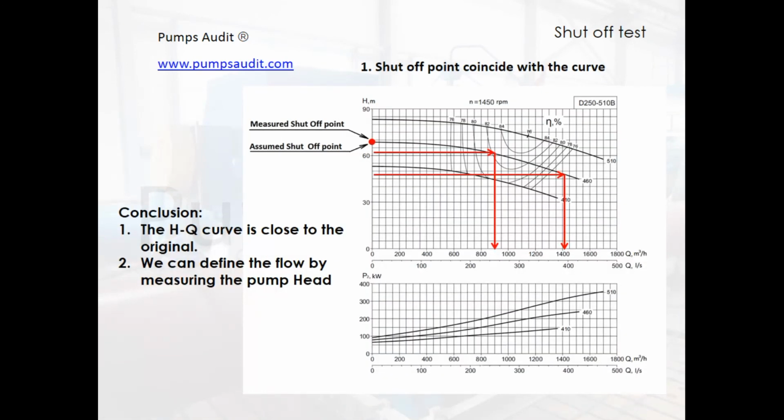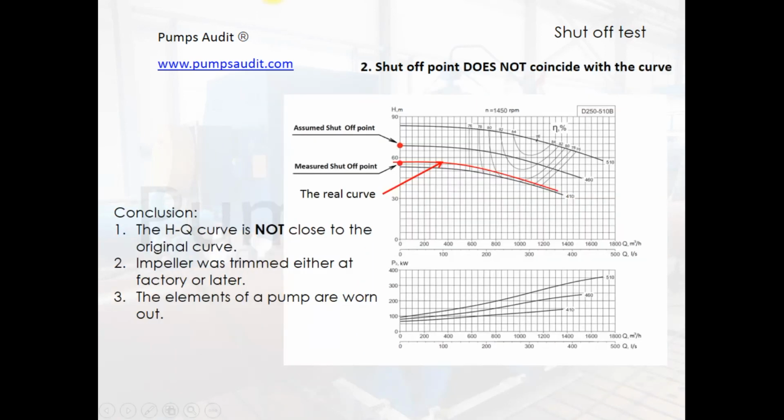If the shut-off point coincides with the same point on the curve, it means that QH curve is close to the original and we can define flow by measuring the pump head. What conclusions can we make if the measured shut-off point doesn't coincide with the pump curve? We can assume that it happened because pump impeller was trimmed or worn, but in a major number of cases the shape of the curve will be similar to the curve from the catalog, and with enough tolerance we can build the real curve taking as a basis the curve from the catalog.